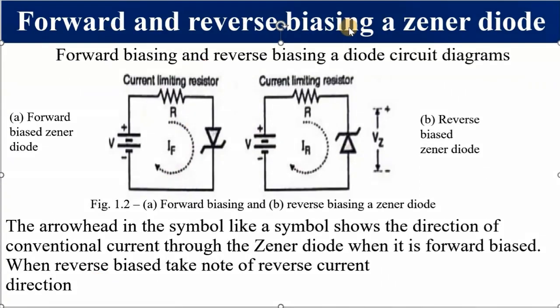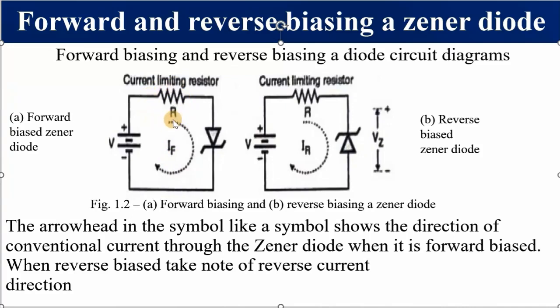Forward and reverse biasing a Zener diode. We know this is the symbol of a Zener diode, the anode and the cathode. How do you tell whether this diode is forward biased or not? You simply check if the positive of the applied voltage is connected to the anode, and if so, we know that the diode is forward biased. And because of the direction of this arrow, our current is going to flow in this direction, and we are calling it the forward current.